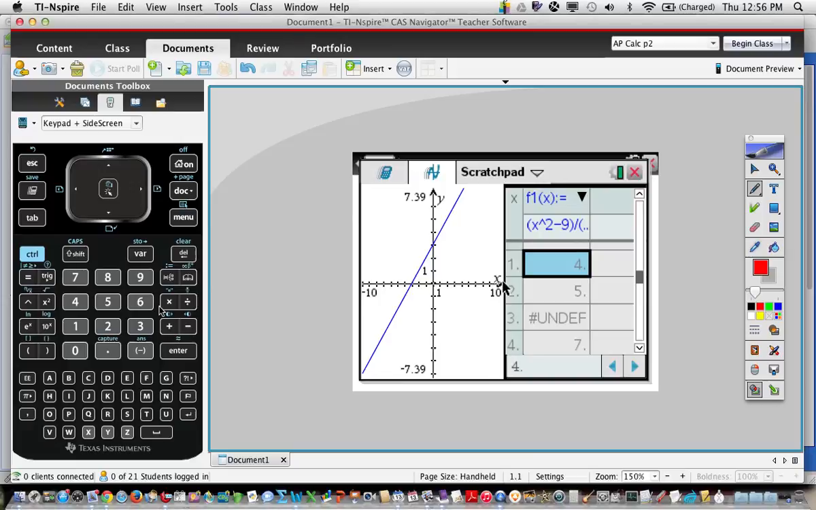If you hit Control T, it'll go away. Okay? Control T makes the table show up. Control T makes it go away. All right, now, you see here how it says undefined at 3? Right? But from this table, can you tell that the limit is 6? Remember we just said a minute ago the limit is 6. Can you kind of tell?